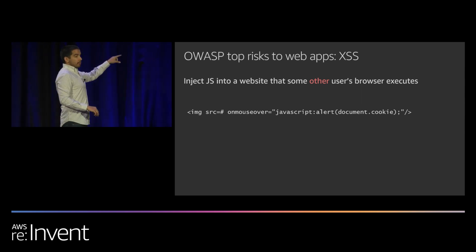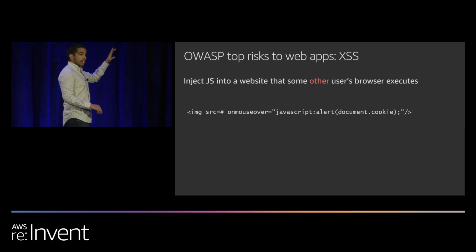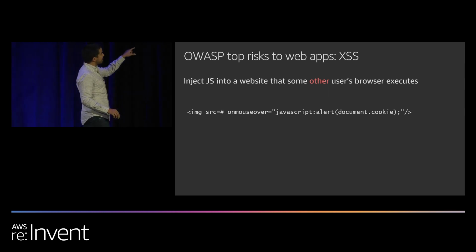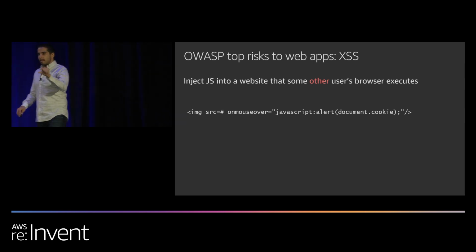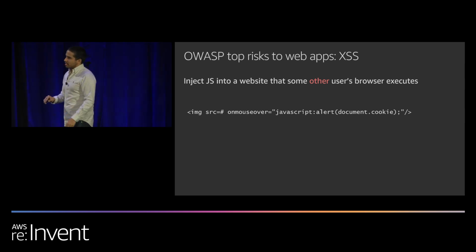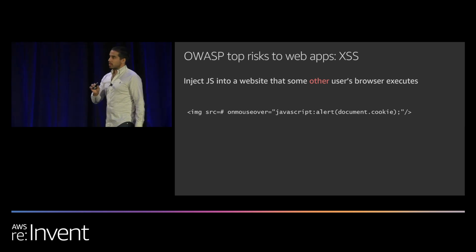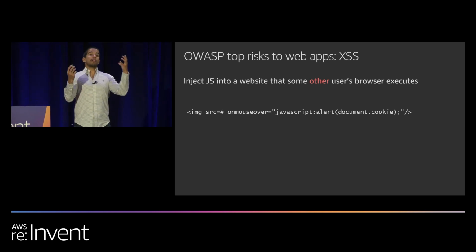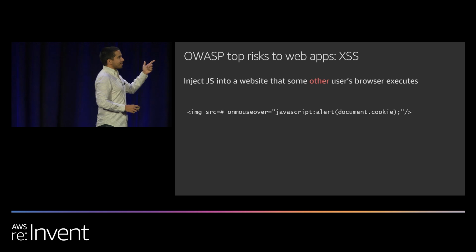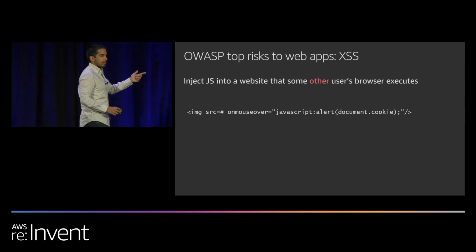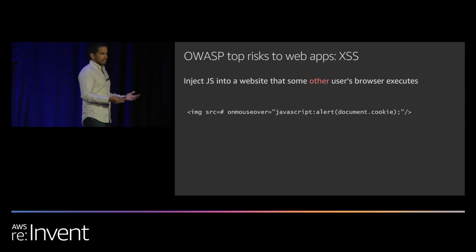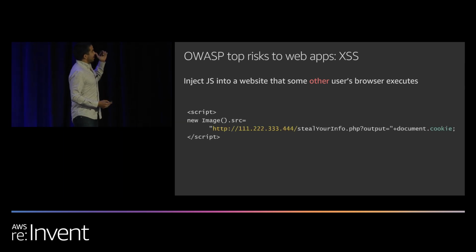Now, here we have an example. Here we have an HTML tag. For those that are developers out there, this is something very simple. And what this is doing is, on an image tag, it has some functionality that runs some JavaScript code when the user puts the mouse on that area of the UI. And what this is doing is popping up the cookie. Now, this is a very naive attack, because as an attacker, you don't actually want to pop something on the user's screen. You want to steal stuff, right? So you do something like this.